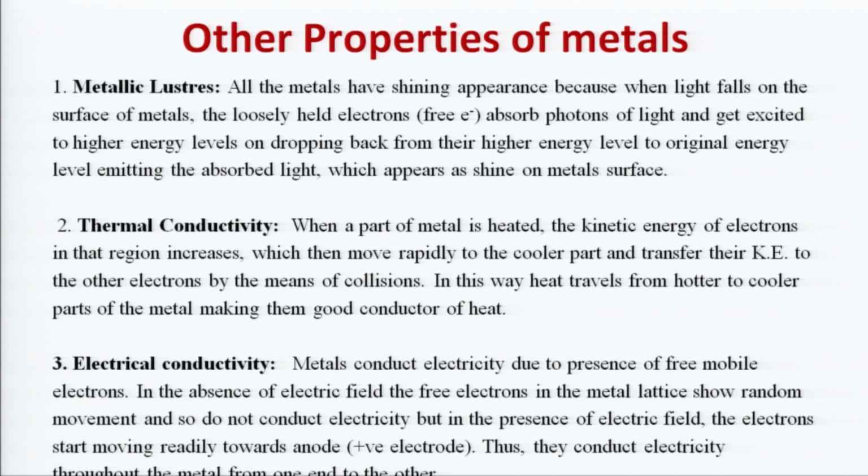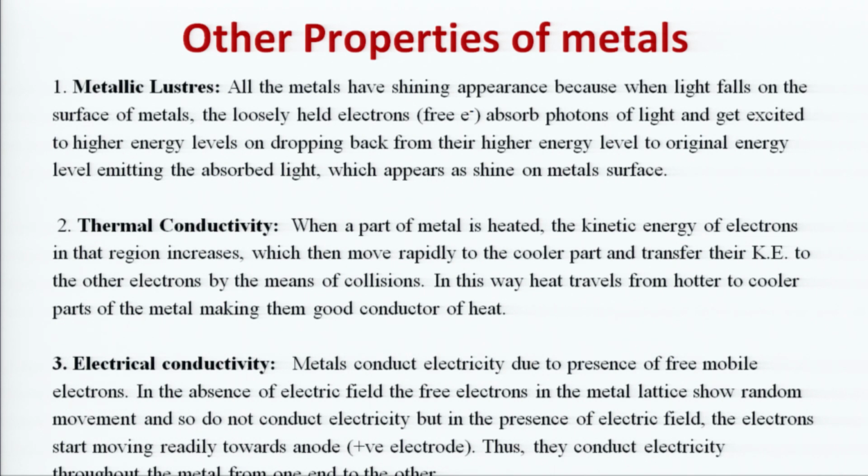So, in metallic luster, all the metals are shiny, you know that, because when light falls on the surface of the metal, the loosely held electrons or the free electrons absorb photons of energy and move to the excited state. Falling back, they give out the same energy, and all kinds of wavelengths are emitted out, and it appears like a shiny surface.